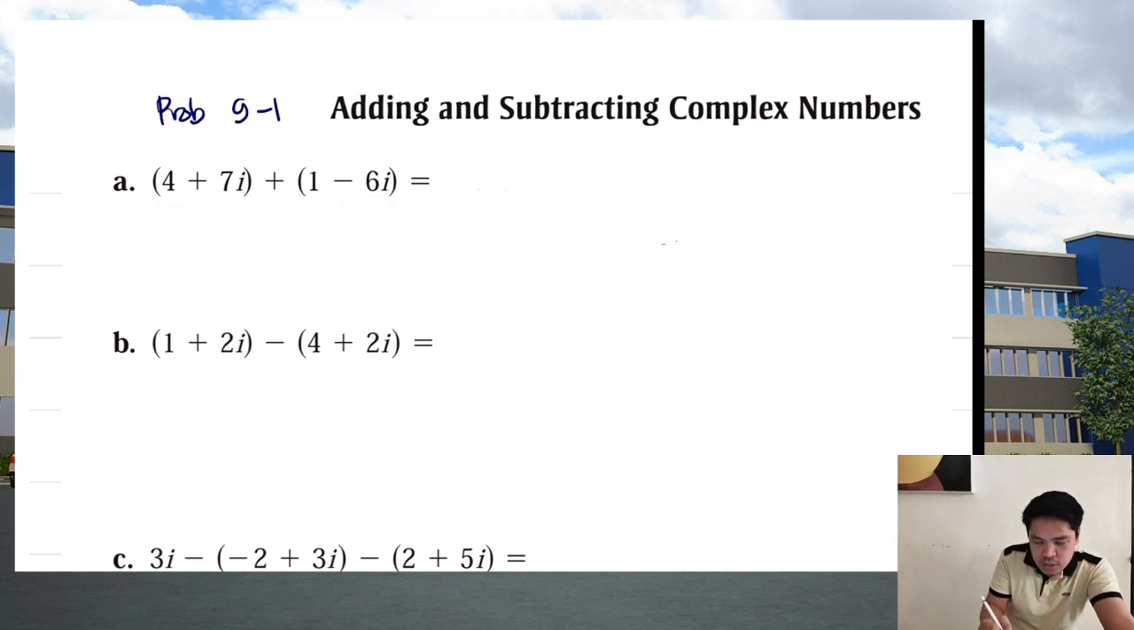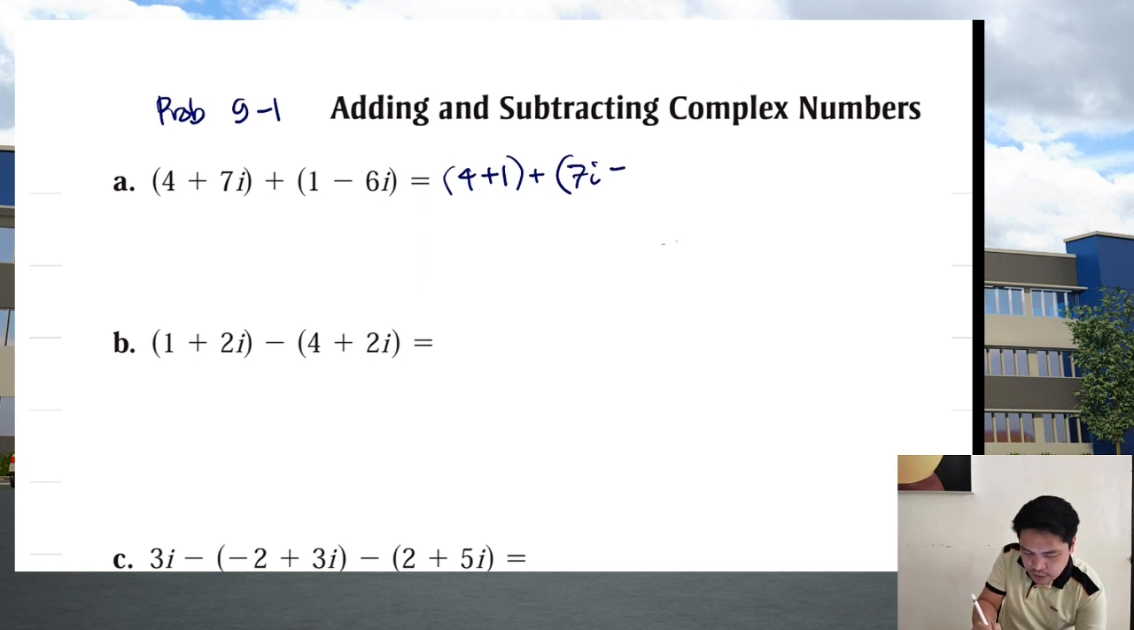This is just too easy. Again, we just need to add the real part and then the imaginary part. So we do it like this. First, add the real part, so 4 plus 1, plus, add the imaginary part. That would be 7i plus negative 6i, or 7i minus 6i. So the result is just 5 plus 1i, or i.